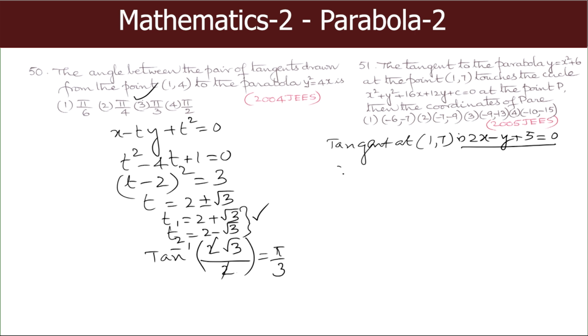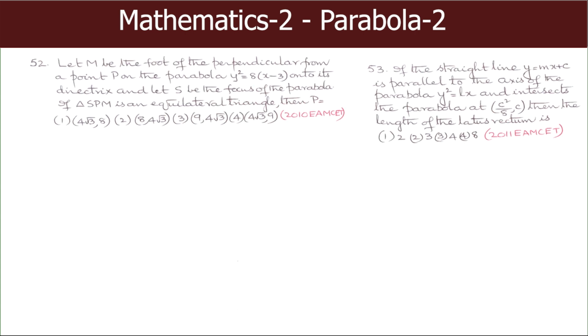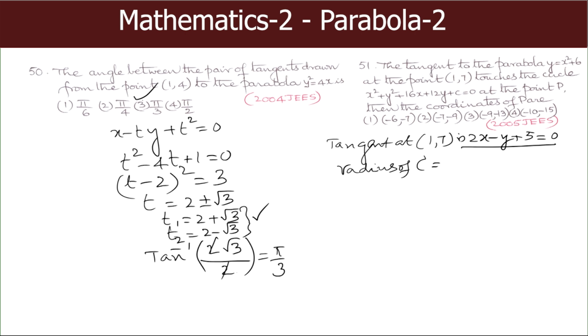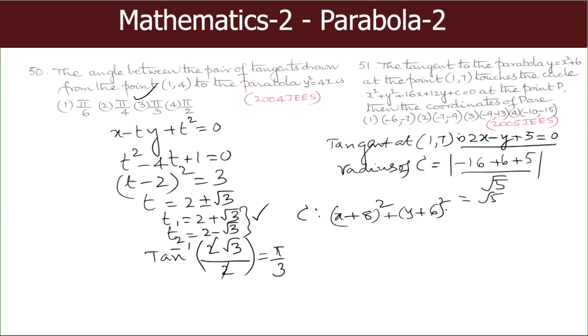The radius r is the distance of the center (-8, -6) from this line: (-16 plus 6 plus 5) by √5, that is equal to √5. So the circle is (x plus 8) whole square plus (y plus 6) whole square is equal to 5. The constant c we do not need, since the radius has come. This is the center-radius form. Now they asked where this line touches this circle.